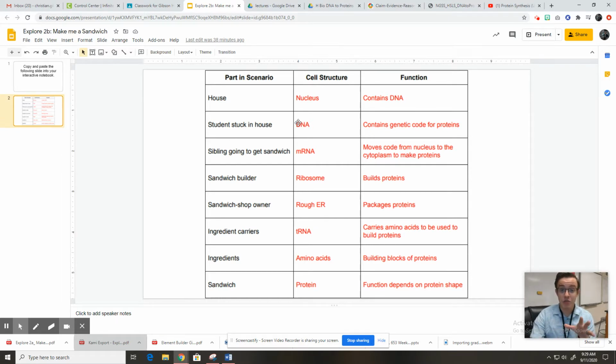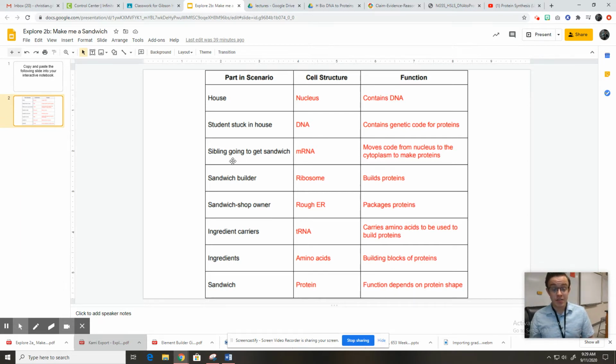So the boy stuck in the house represented your DNA because it's stuck in the nucleus, and the house represented the nucleus. And again, the nucleus contains your DNA. It contains all your genetic information. And DNA holds all of the information, all of the instructions for how to make all your proteins. It's almost like a cookbook that has all the different recipes for how to make all the different proteins, okay? So the boy who wanted the sandwich, he had the instructions for how he wanted the sandwich to be made. So he represents the DNA here.